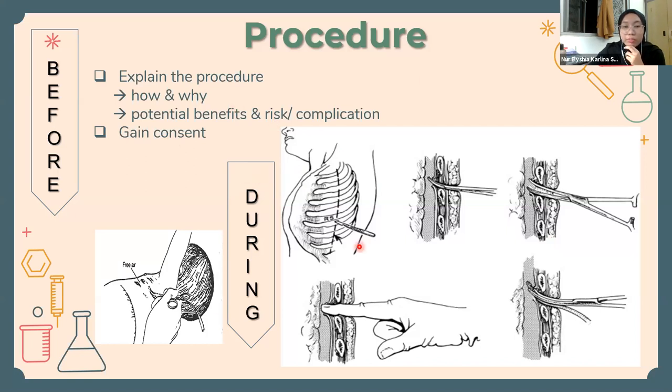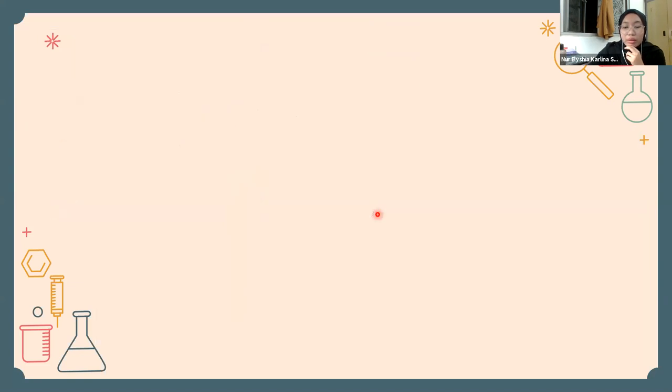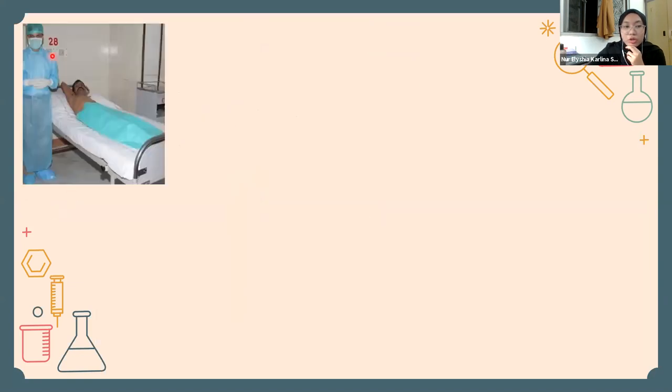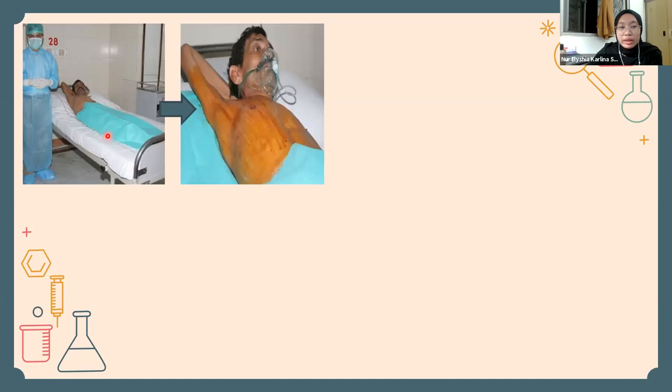And during the procedure, the procedure needs to be done in an aseptic technique, because chest tube incision, basically, is an invasive procedure. So aseptic technique is very important. And next is the position of the patients.